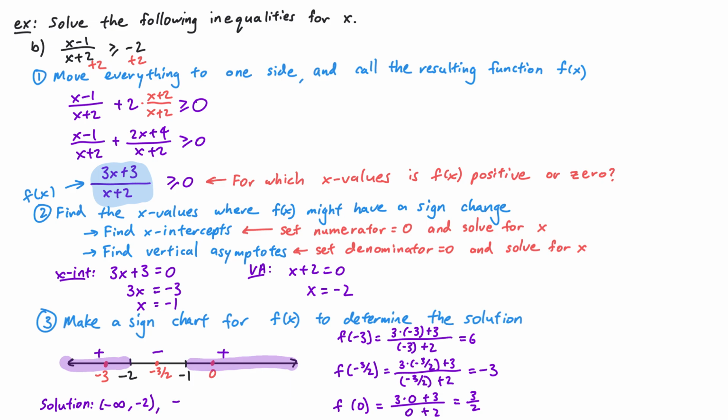And then we have the interval from -1 to infinity. This time, -1 is something that we do want to include, so we're going to put a bracket there, since x equals -1 is one of our x-intercepts, which means our function is equal to 0 at x equals -1. And that's something that we want in our inequality. So the solution to our inequality is the interval from -infinity to -2, excluding -2, and then from -1 to infinity, including -1. So in this video, we learned how to use sign charts to help us solve rational inequalities.